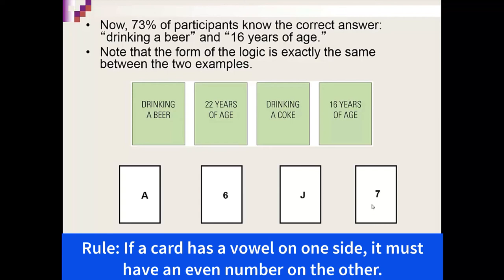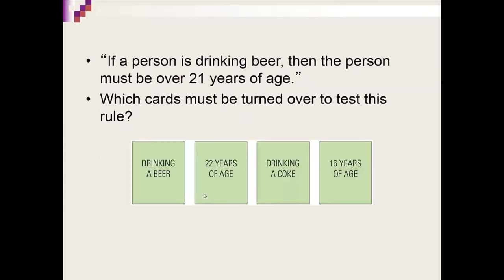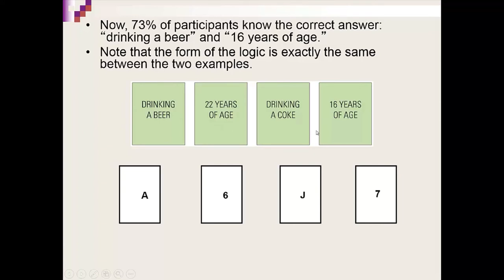So if it turns out that there is a vowel on the other side of this number 7 card, then our rule would be out of compliance. And that's analogous to checking the 16-year-old here to see what they're drinking. So we do this type of problem fairly well when it's about drinking age, and pretty poorly when it's a very abstract problem. And so let's go back and look and see that only 4% correctly identified the A card and the 7 cards as the ones that have to be turned over. So performance is much, much better with this context, 73%, versus without a context, only 4%.